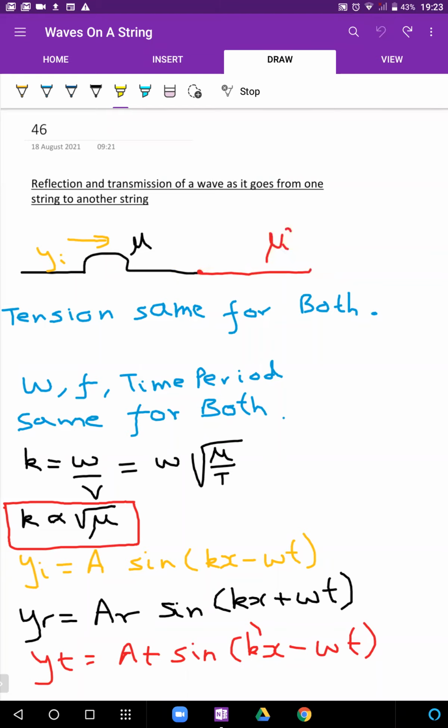Again, I'll talk about that as we proceed. But that's the plan. That's how I plan to prove the results for fixed end and free end. Now, a couple of things that you should immediately realize.